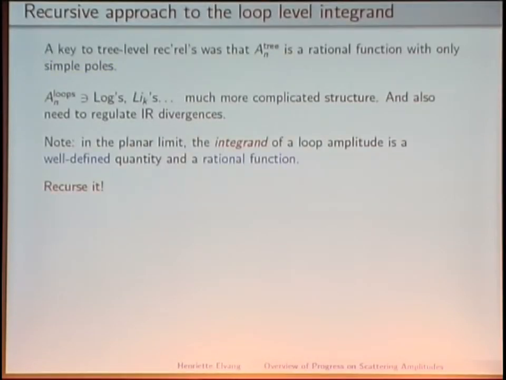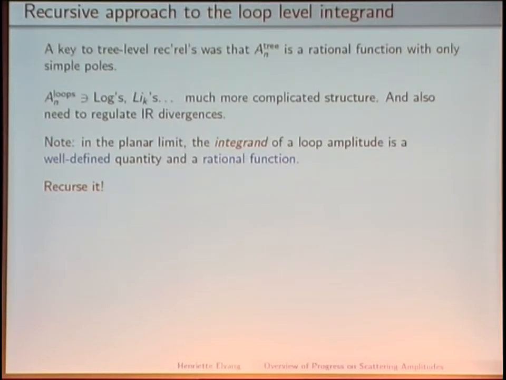So remember that when we derived these tree-level recursion relations, it was key to these derivations that the functions we were looking at were just rational functions with just simple poles. For a loop amplitude, well, loop amplitudes contain logs and polylogs and worse, and they have a much more complicated structure, and clearly don't display this simple structure that we had at the tree level. And worse, you also have to regulate the IR divergences, if there are any.